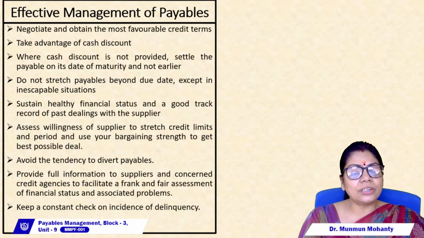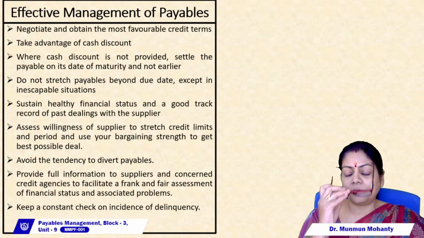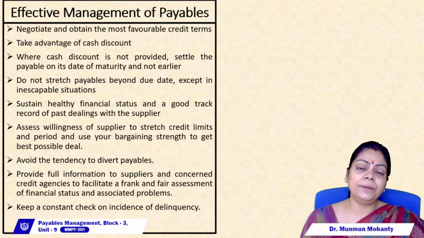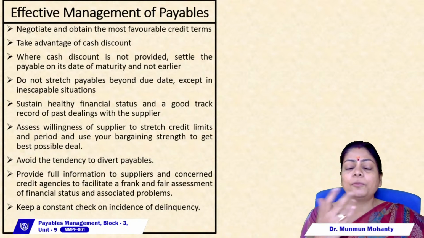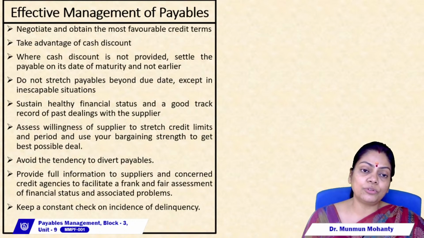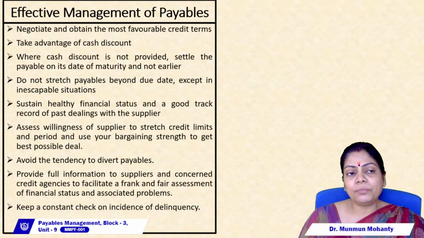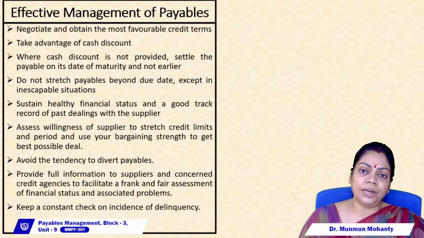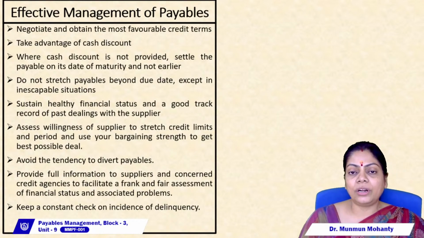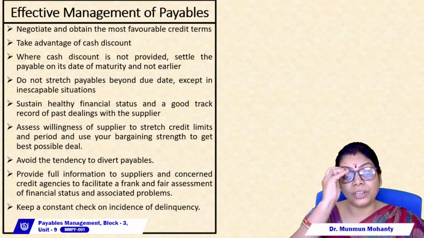Now if there is no cash discount provided, settle the payable on the date of maturity. For example, 2/10, net 30. Suppose there is no cash discount, so the simple credit term is pay by 30 days. It doesn't make sense to pay a day earlier than 30 days, because your supplier has allowed you 30 days. You pay only on the 30th day. There is no need to pay on the 28th day or the 29th day.